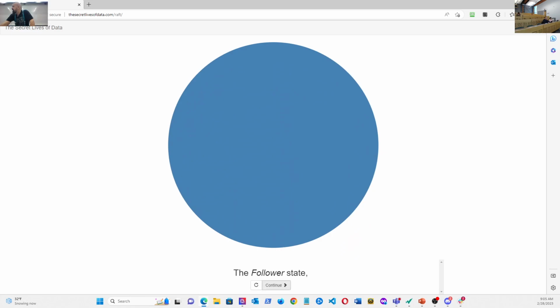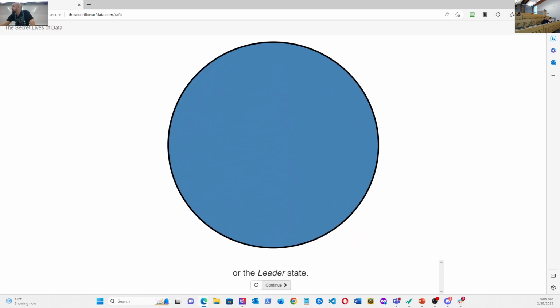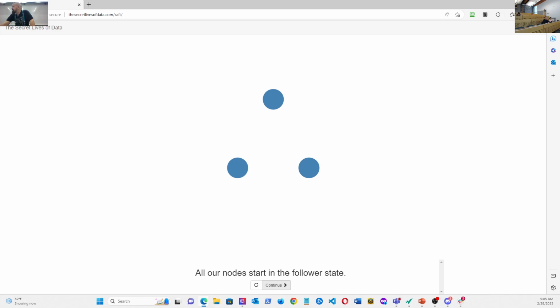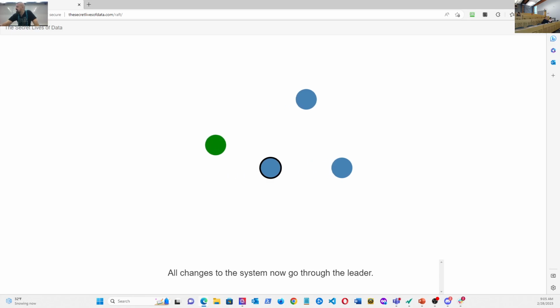Nodes are in follower, candidate, leader. Went through that. If they don't hear from a leader, then they propose themselves, see if they get votes, and then the candidate with enough votes becomes the leader. That's leader election.